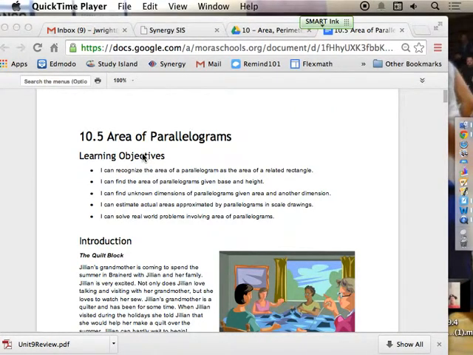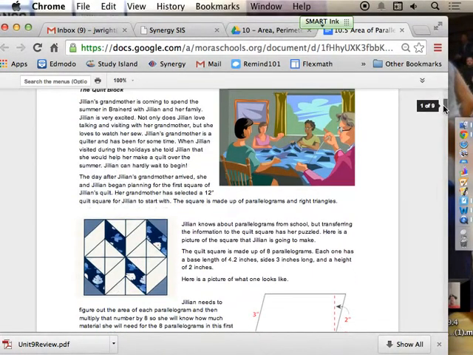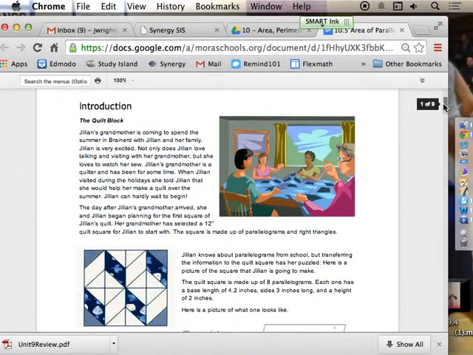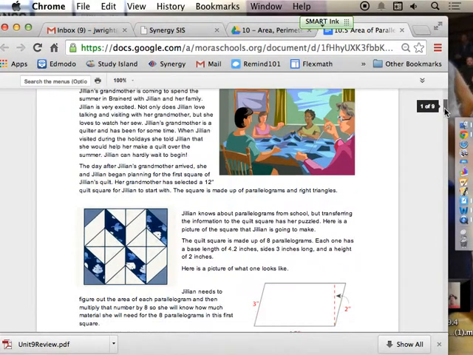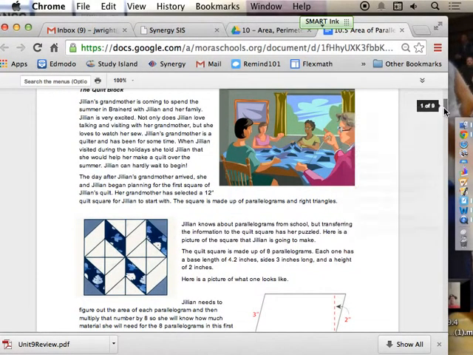Alright, we're doing 10.5, area of parallelograms. The biggest part about area of parallelograms is realizing that parallelograms are not that much different than a rectangle. If you read the story here about Jillian and her grandmother, she's quilting, and all of her little triangles and parallelograms, she wants to find out the area of the quilt squares.